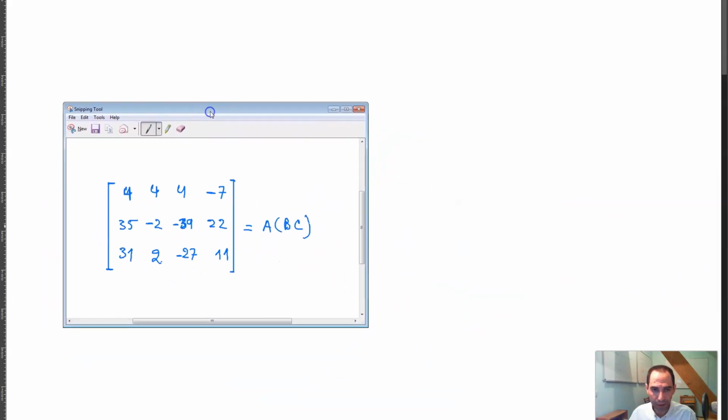And then we will continue. So this one that we calculated was A times BC. So now we need to calculate AB times C. To calculate that, I will calculate AB first, and then whatever we get, we will multiply it by C.